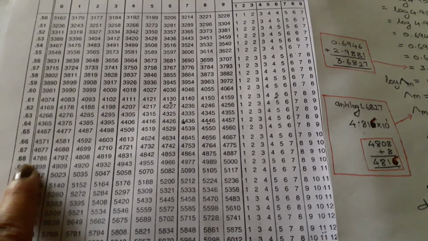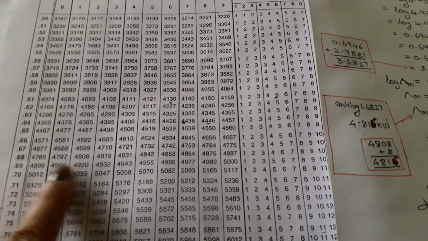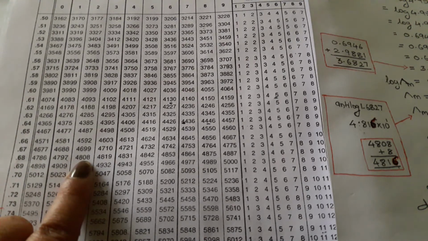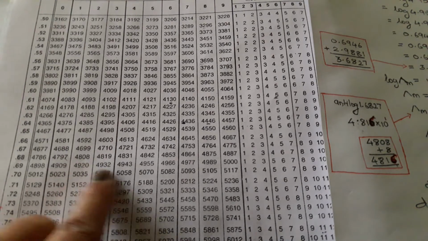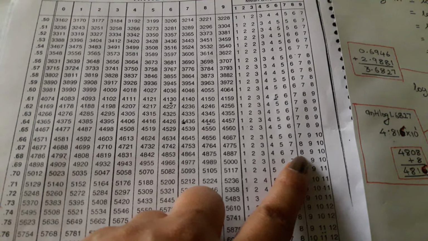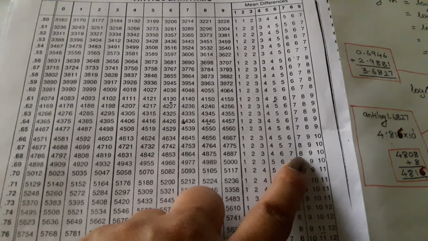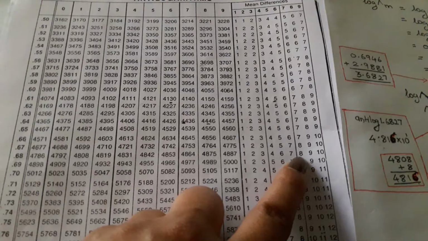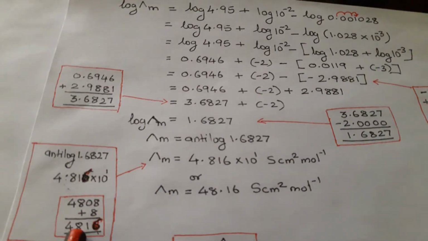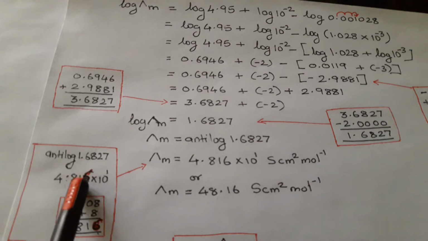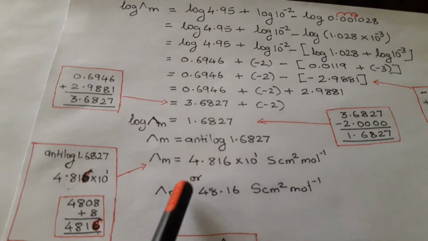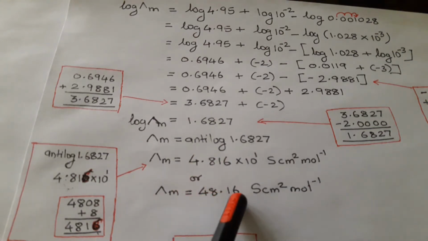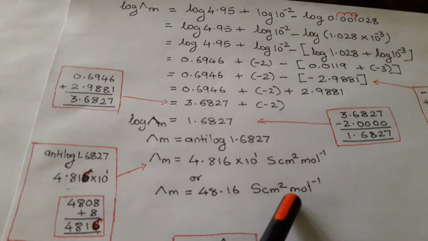So we see 0.68 under 2, that is 4808, and in the mean difference 7. The value is 8. After adding, we get 4816. So we write here, and after the first digit we place a decimal in the answer. Or we can also write it as 48.16 Siemens centimeter square per mole.